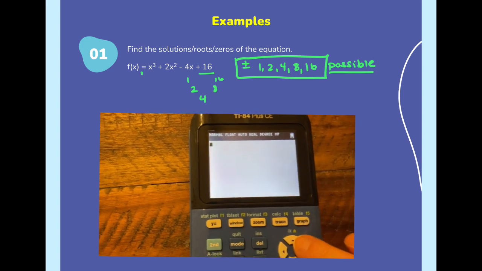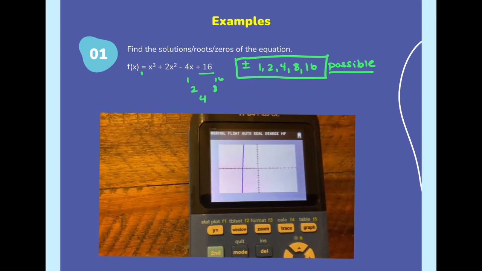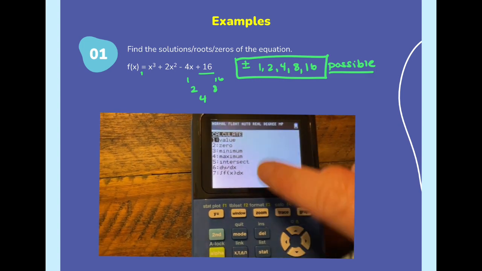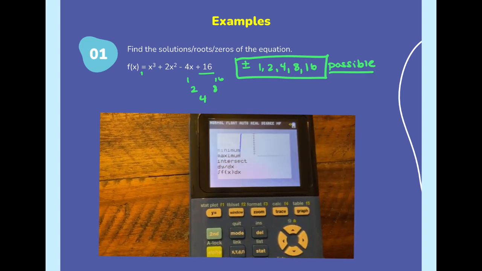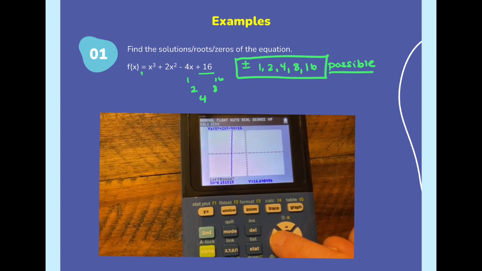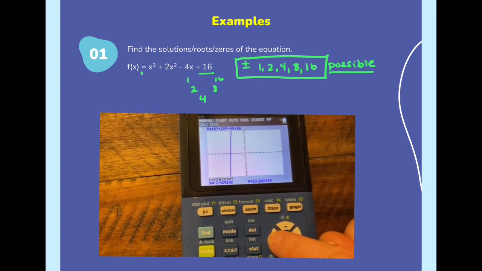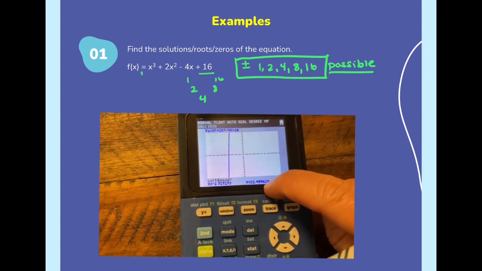If it wasn't a whole number, I would have to go back to my graph and trace it. So second trace brings me to calc, and I'm going to find my 0. I would want to go left of my intersection, and you can see the y is getting bigger.